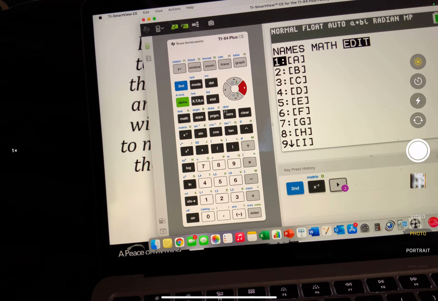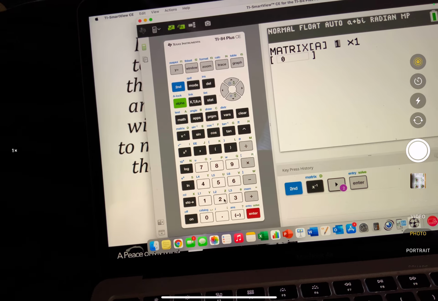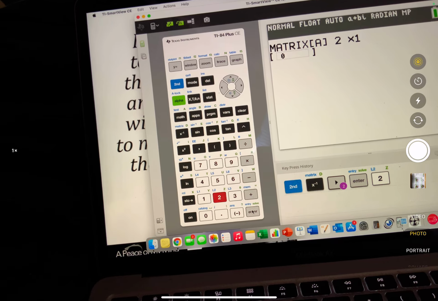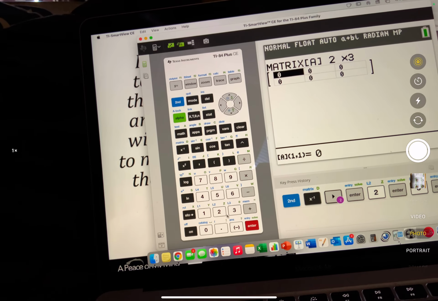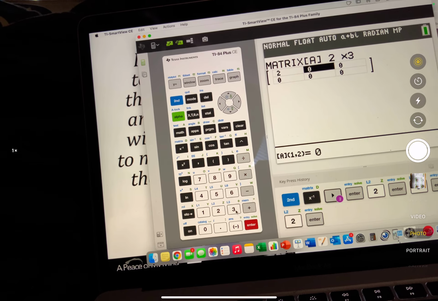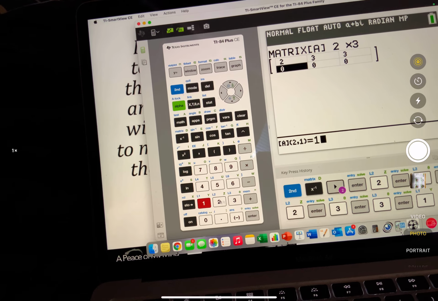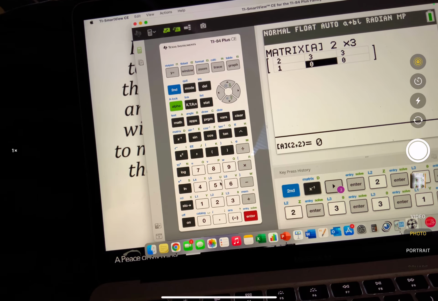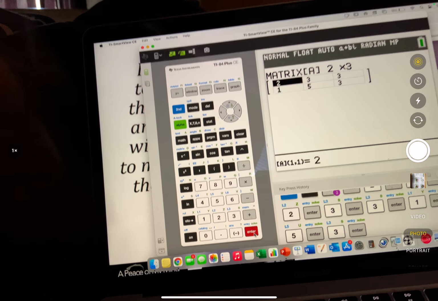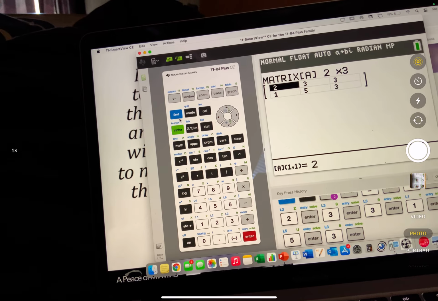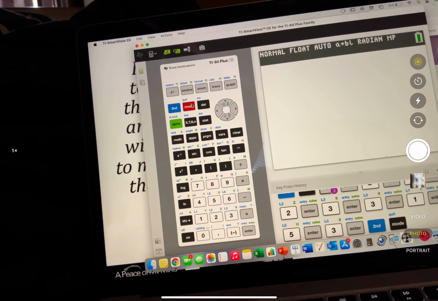If we go into edit, the first thing you do is you name it by its dimensions. So let's say we're doing a 2 by 3. Then you just enter your numbers in. So 2, and you hit enter between each one. 1, 5, 3. Now we have our matrix. To get out of it, we're going to hit second, quit, and that brings us back to the main screen.